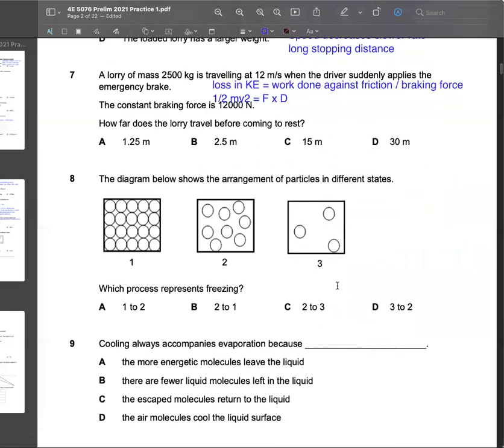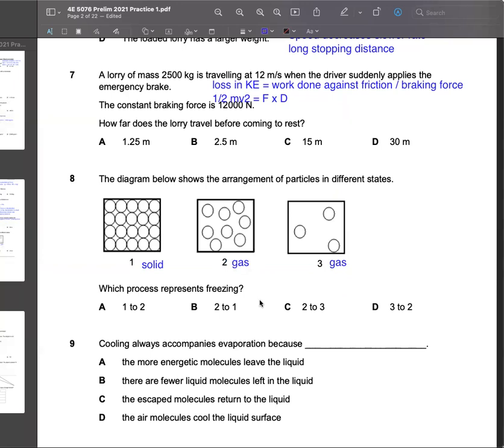Question 8. Which process represents freezing? So this is very standard. Solid. This is gas. Okay, what's number 2? What does number 2 represent? It's a gas.